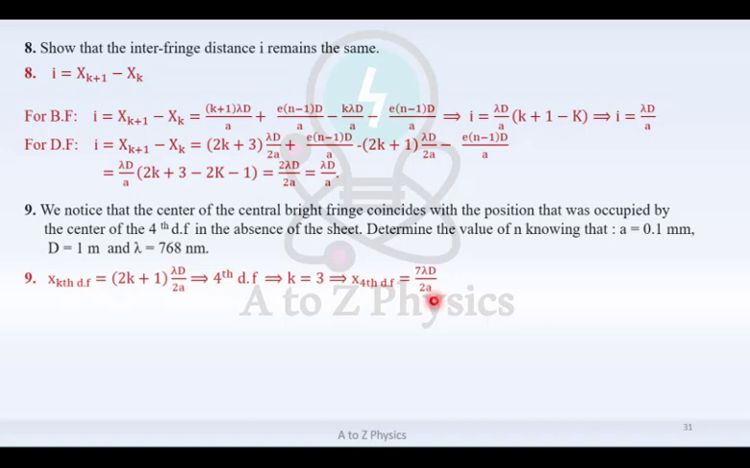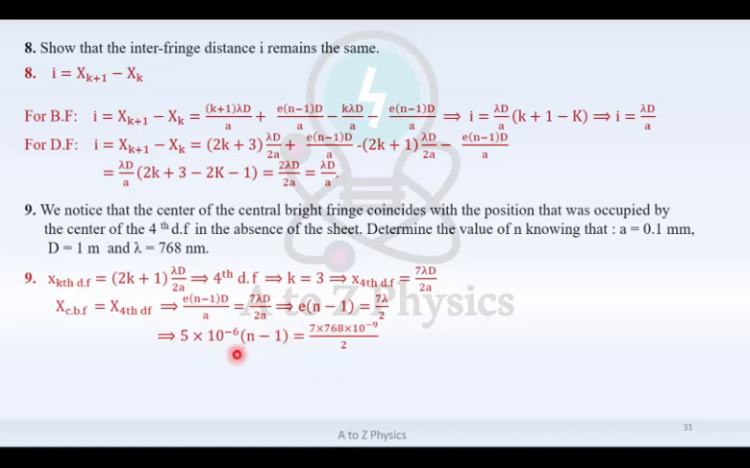implies x of the fourth dark fringe equals 7 lambda d over 2a. The new position of the new central bright fringe is equal to the position that was occupied by the fourth dark fringe, so x equals x implies e(n minus 1) d over a equals 7 lambda d over 2a, so e(n minus 1) equals 7 lambda over 2. Finally, we will have n equal to 1.5376.